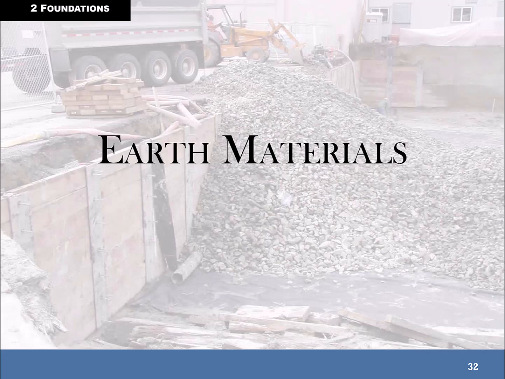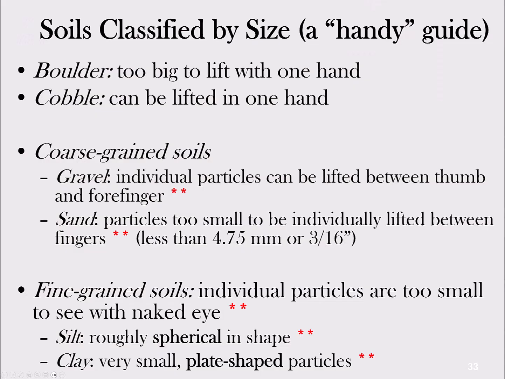Okay, so with earth materials, let's start looking at the materials themselves that we use from the earth as part of foundations. So a boulder is too big to fit in one hand. It's a two-hander, whereas a cobble can be lifted with one hand. Of course, if you're Shaquille O'Neal, I guess you can lift a boulder with one hand too.